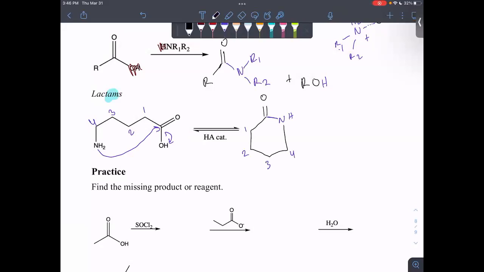So you get your lactam and water. And this is going to be at equilibrium because the carboxylic acid portion is not very reactive. So it is going to be switching between cyclic and linear.